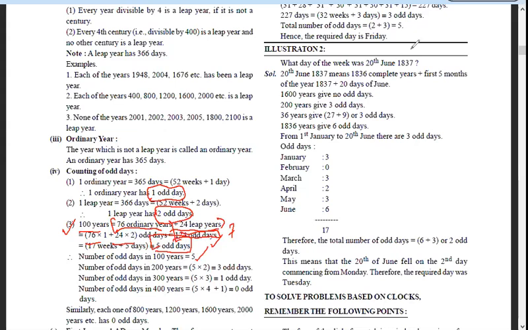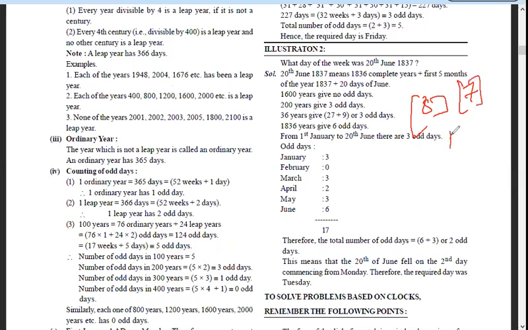In the same way, you can calculate for 200 years, 1000 years. Ankit, were you not listening? I said an odd day is a day which is extra of a week. For example, if you are taking 8 days, obviously 7 days are the days of a week, so one day will be extra. So an odd day is any extra day which is not part of your complete week. Got it? So this is a type 1 problem, calculating the number of odd days.